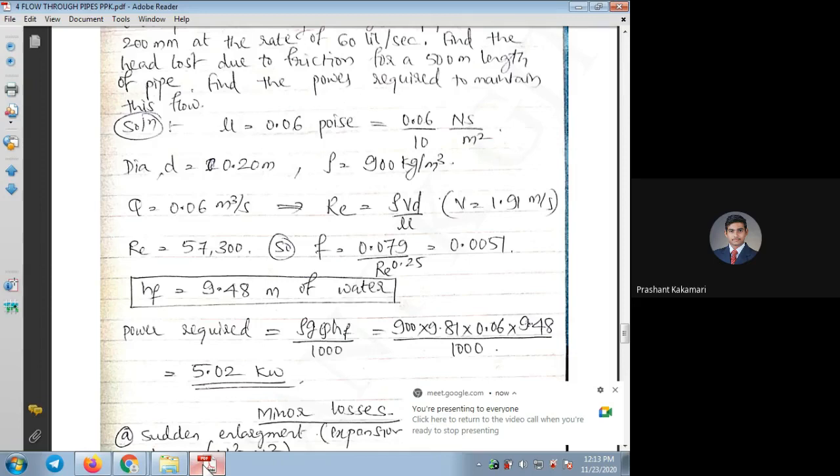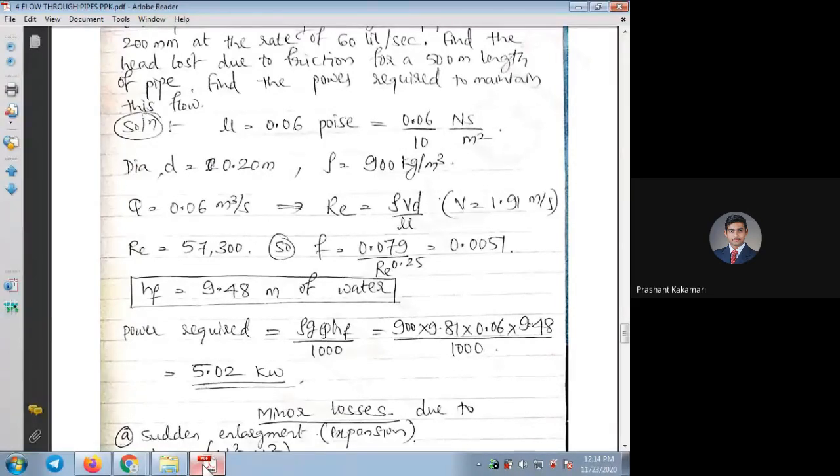Then for the power required, you can remember the equation like specific weight of the liquid, wQhf, or you can remember in another way, that is rho gQ into head loss due to friction. So using this equation, one can find out the wattage power required to maintain this discharge or to maintain this flow in the pipe. So when you know the flow rate, the head loss due to friction, and the density or specific weight, one can find out the power required in this form.